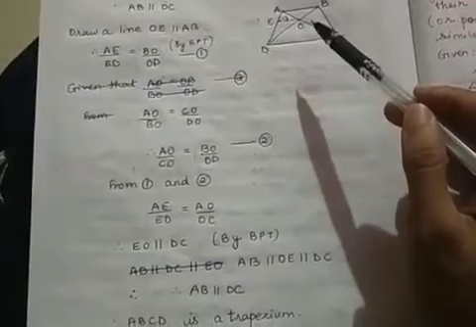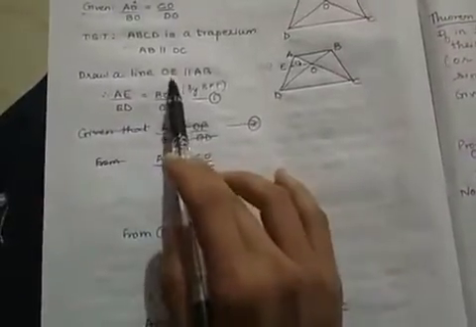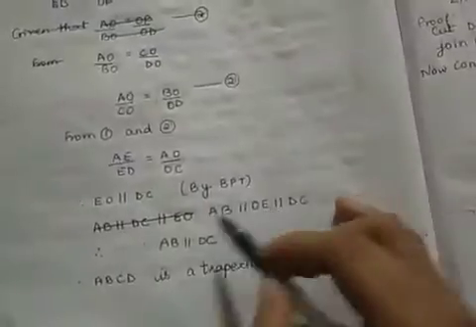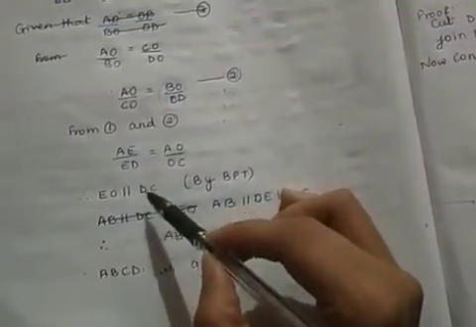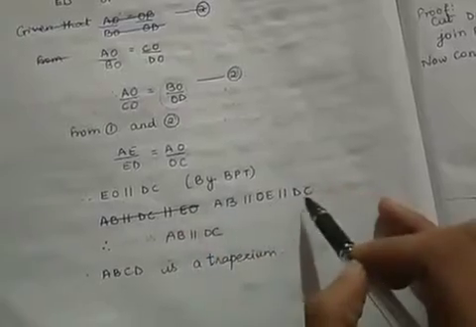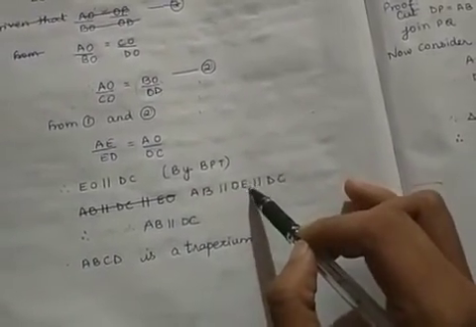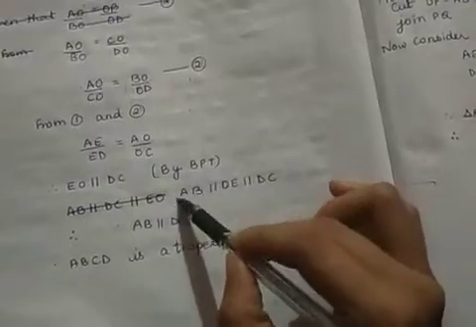Now you have drawn a line OE which is parallel to AB, correct? So we know AB is parallel to OE. Already we have taken it like that. And you also found out that OE is parallel to DC. So we get here AB parallel to OE which is parallel to DC. Means what? AB should be parallel to DC, correct?